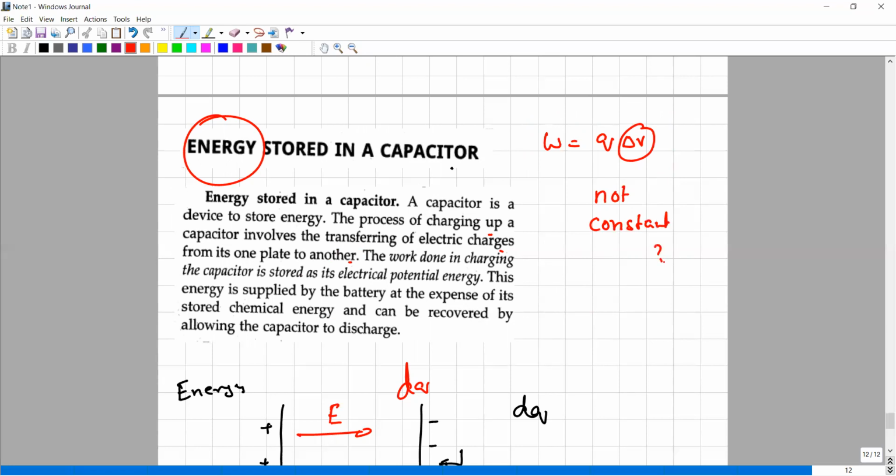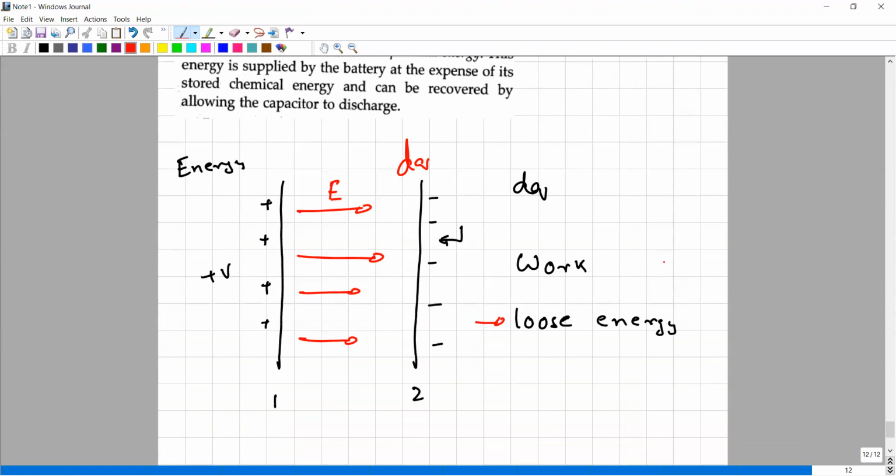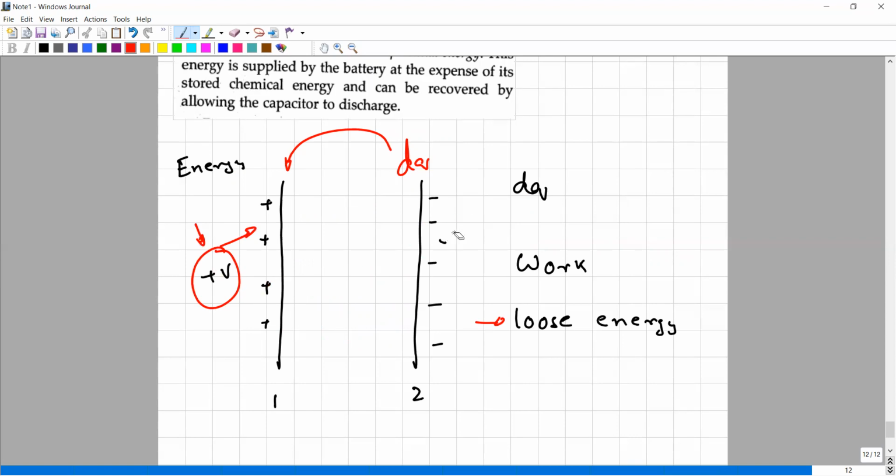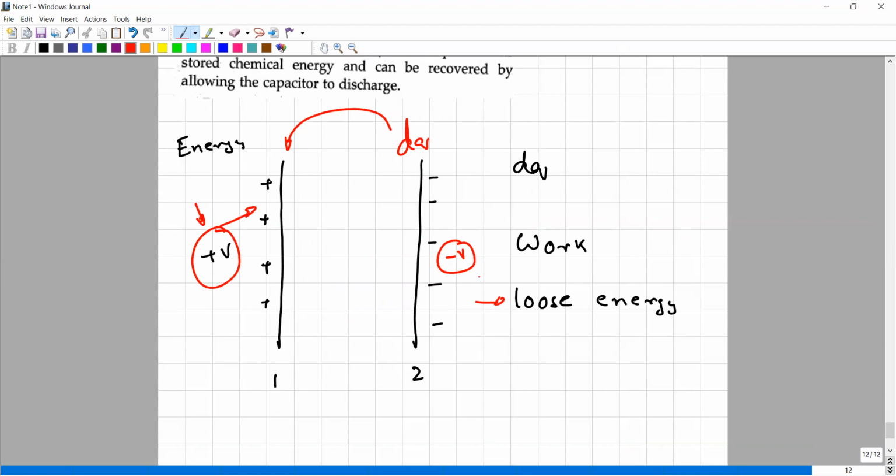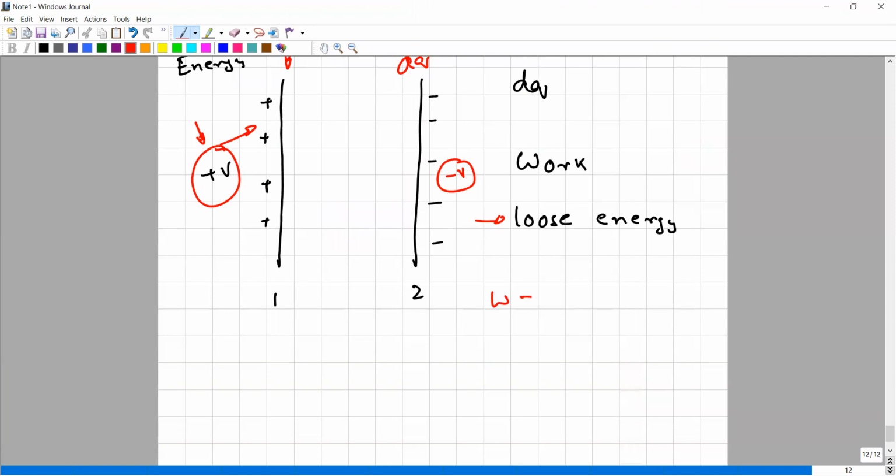Why is it not constant? Because every time you transfer a charge dq from the second plate to the first, the positive charge on the first plate increases, and this potential increases. The negative charge on the second plate also increases, and the negative potential also increases. That means every time I transfer the charge, the potential also changes. So I just cannot use the formula W is equal to Q delta V so easily, simply by multiplying charge times the potential difference, because this potential difference is not a constant, it is variable.